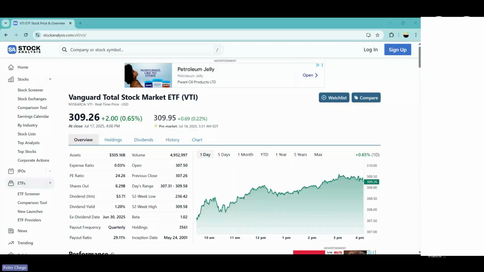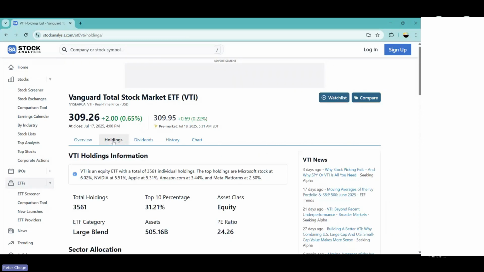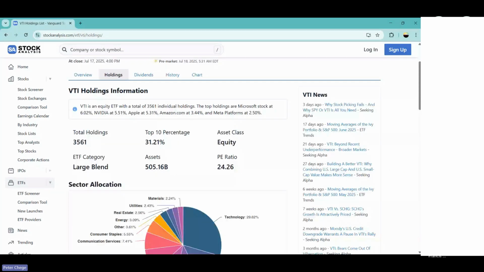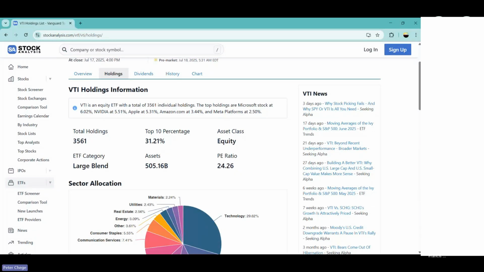So let's go back to this. We want to see the holdings, the stocks that are within that ETF. We have said an ETF is a makeup of many shares. You can buy this VTI now at a price of 309.26, just one unit. But you're owning all these stocks which are here, the holdings. You see how many holdings? 3,561 shares. And they are here, down here, all these.